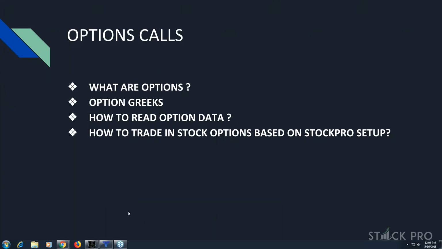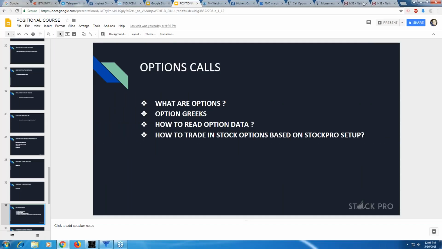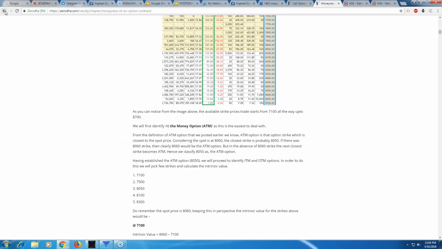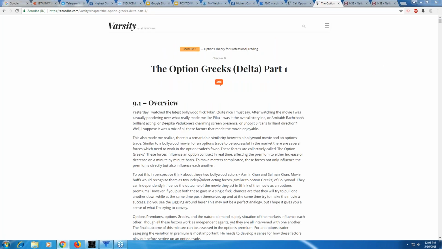So now we are on the next topic, which is basically finding out the option Greeks, how to read option data, and how to trade in stocks based on the StockPro setup, right? So let's go first to the option Greeks. And where do we get the option Greeks? It's the same place, which is Zerodha. Here. So this is the option Greeks. These are option Greeks.